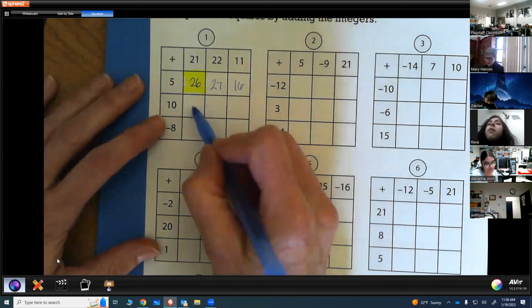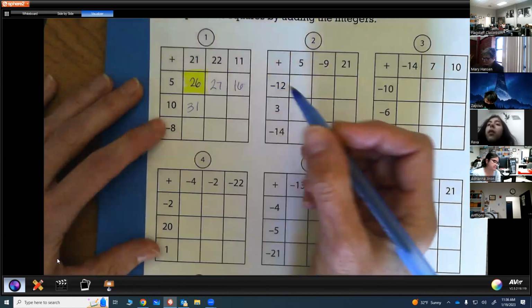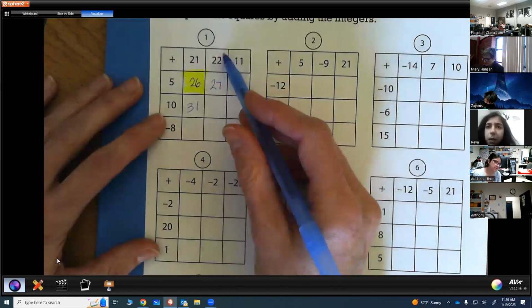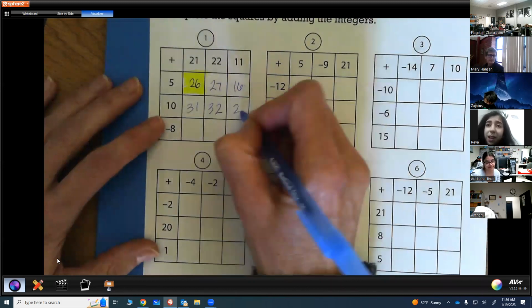Next row, I add 10 plus 21 and get 31. 10 plus 22 and get 32. And 10 plus 11 and get 21.